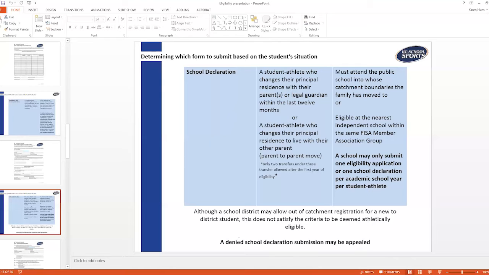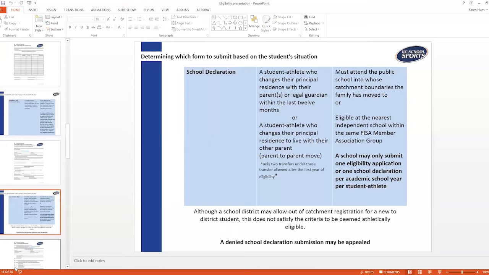A couple of notes on this form too. If a school declaration is denied, you can appeal that ruling. This is one of the forms, this and the eligibility form, that you can submit an appeal for. You don't have to go from school declaration to eligibility to appeal. You can go straight from a declined school declaration ruling to an appeal.